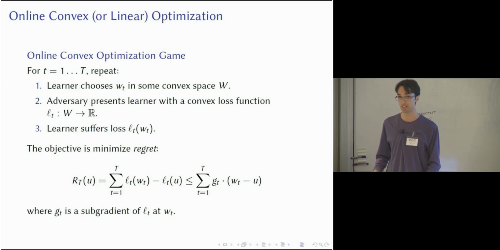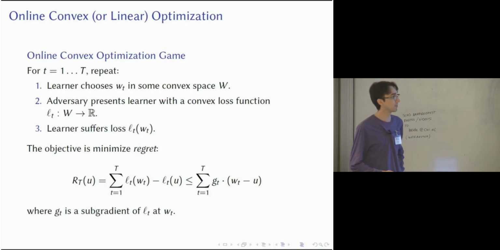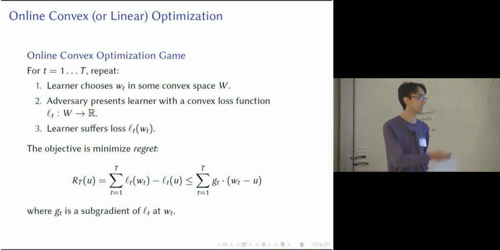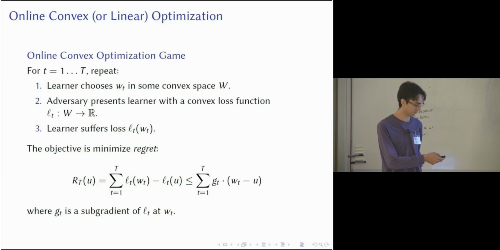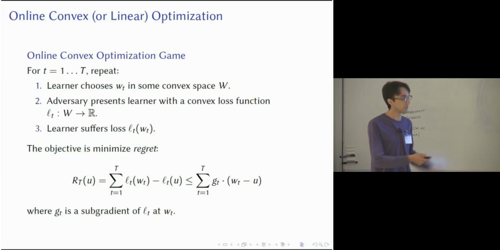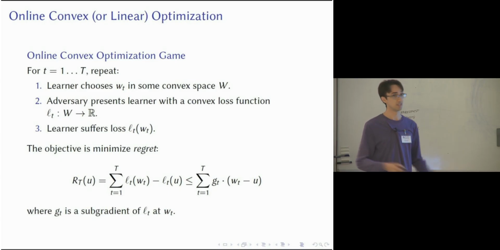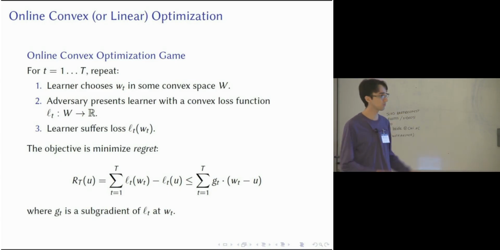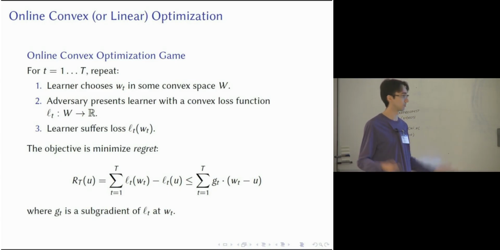and the learner suffers loss l_t(w_t). And the objective is to minimize this thing called regret, which is the total loss suffered by the learner minus the loss suffered at some comparison point. You can immediately upper bound the regret, due to convexity, by a linearized regret, where you take the subgradient or gradient of the loss function at the particular point you tried and look at this linearized regret. And because linear functions are also convex, we're just going to immediately consider only the linear case, which is pretty standard.